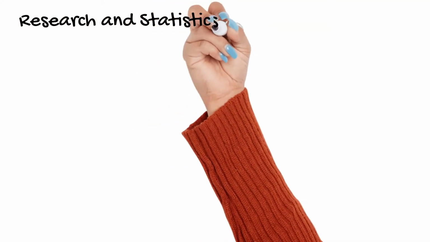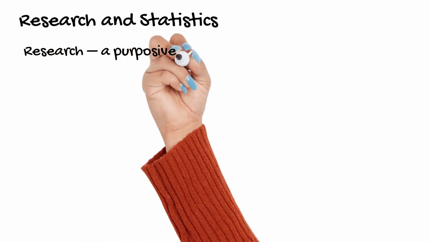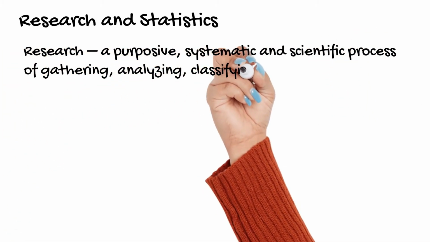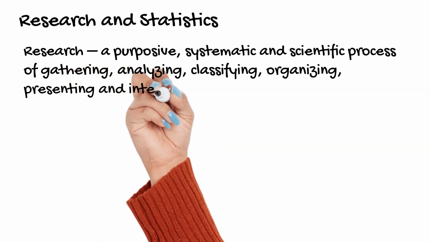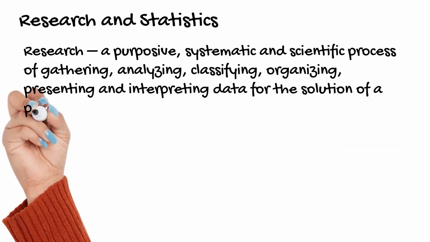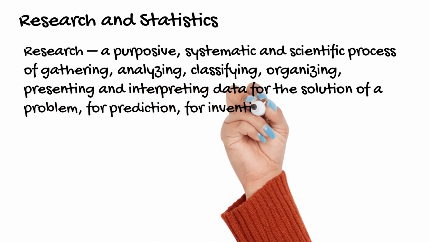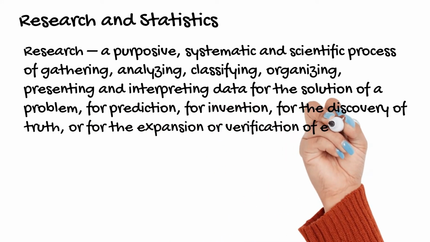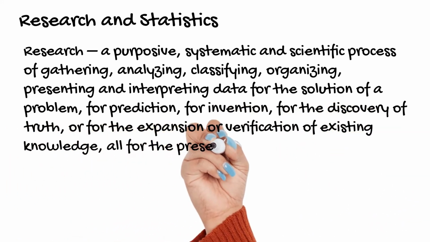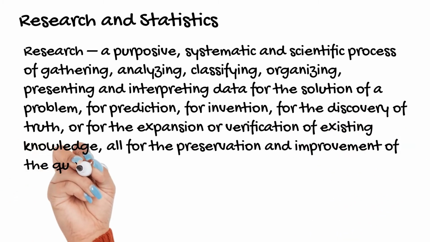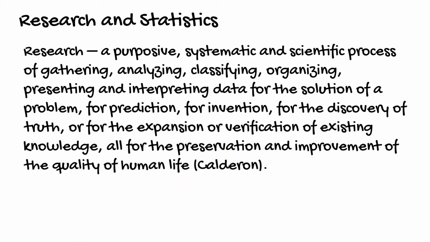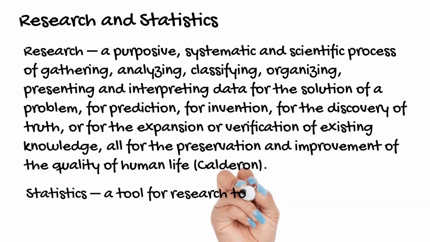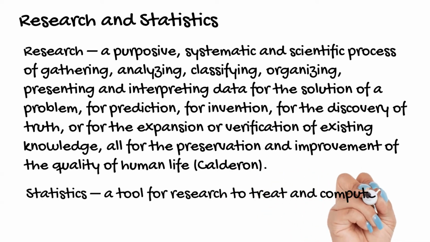Now, let us define research and statistics. Research is a purposive, systematic, and scientific process of gathering, analyzing, classifying, organizing, presenting, and interpreting data for the solution of a problem, for prediction, for invention, for the discovery of truth, or for the expansion of verification of existing knowledge, all for the preservation and improvement of the quality of human life. Meanwhile, statistics is a tool for research to treat and compute data.